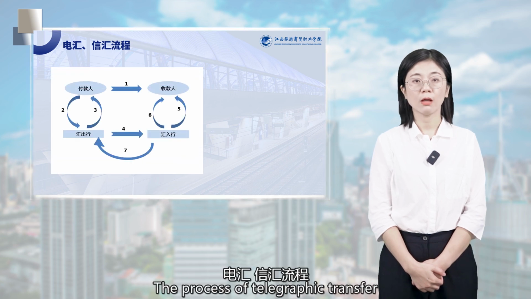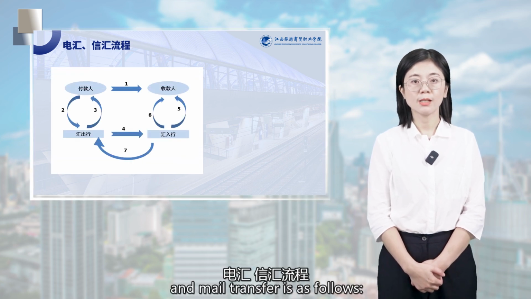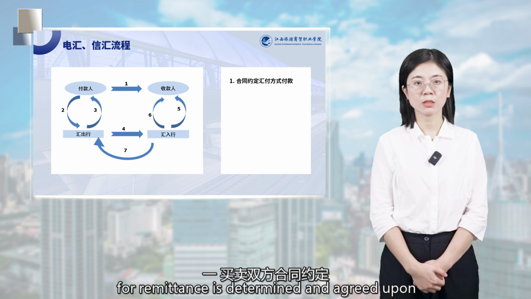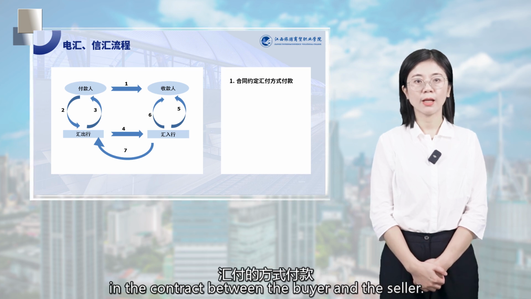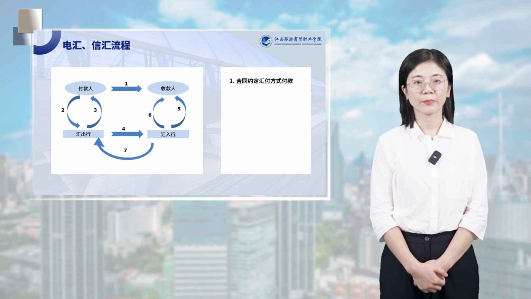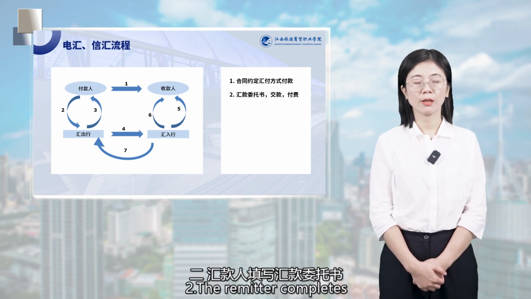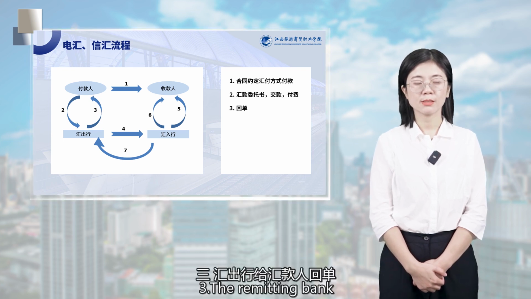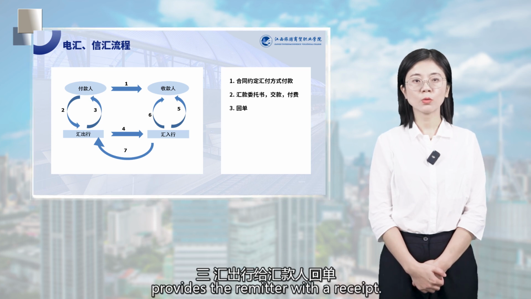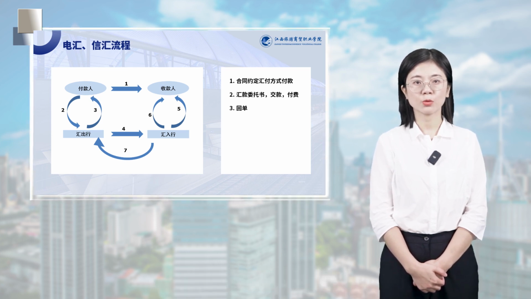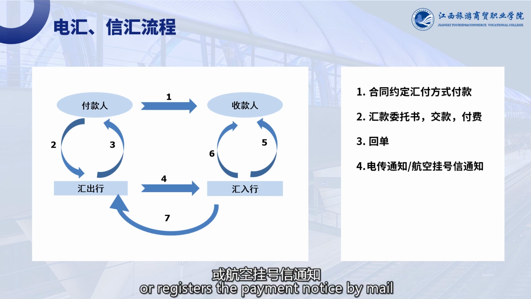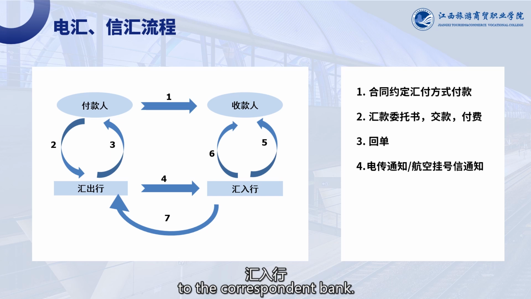The process of telegraphic transfer and mail transfer is as follows. First, the payment method for remittance is determined and agreed upon in the contract between the buyer and the seller. Second, the remitter completes a remittance authorization form and makes the payment. Third, the remitting bank provides the remitter with a receipt. Fourth, the remitting bank sends a telegraphic transfer advice or registers the payment notice by mail to the correspondent bank.